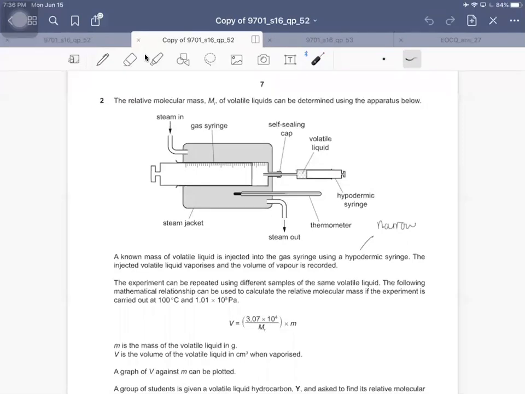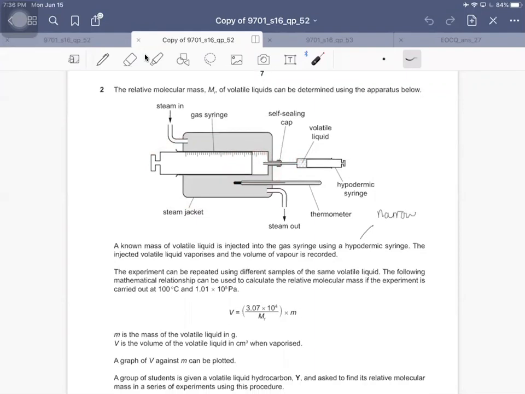So 1 gram of liquid may take up a bigger amount of space in the gas state. Liquid may be just a small section like that, but when it turns to gas, maybe it takes up a bigger space. So that's what's happening.